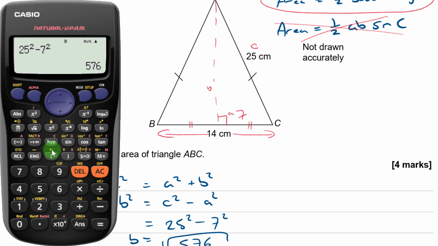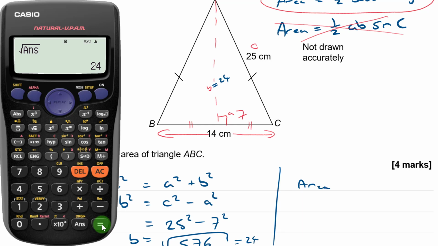Let's hope it gives me something nice. Root answer, 24. It does give me something nice. Okay, so B is 24. Does that look right in that triangle? Yeah, it looks about right. It's less than the longest side. I think that's okay. So now we know that the height is 24. We can go on and work out the area of this triangle.